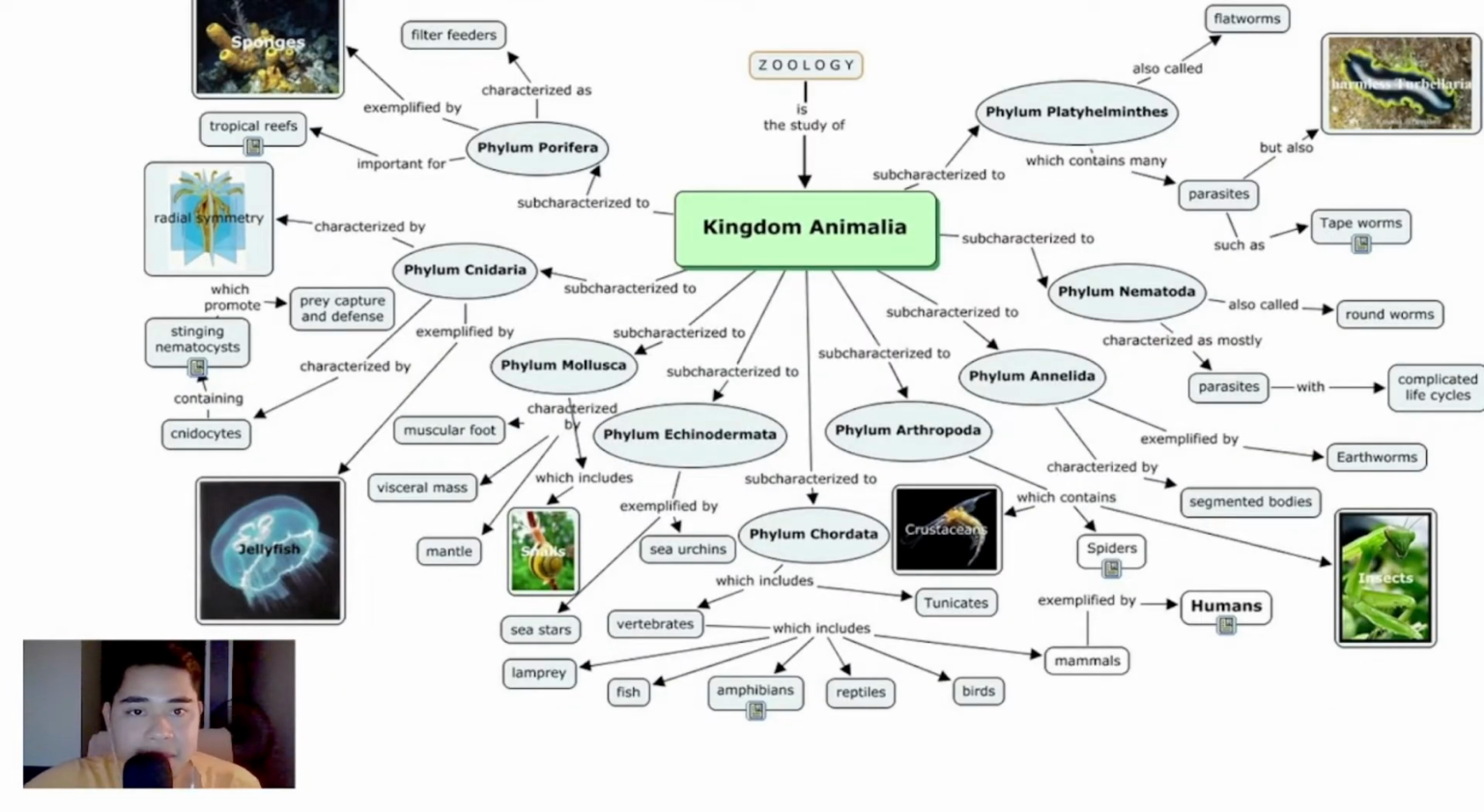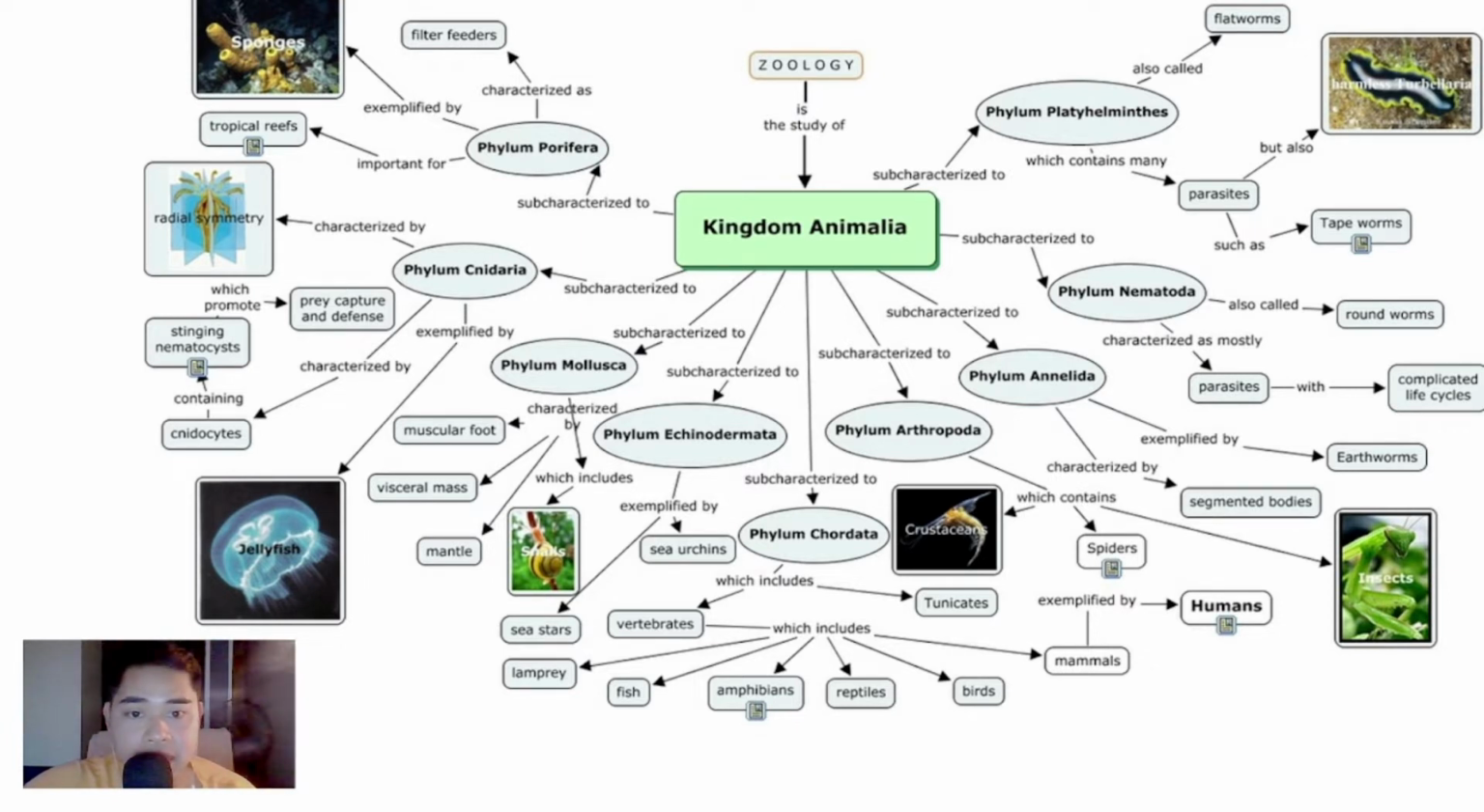So for Kingdom Animalia, there are actually quite a few phyla. Phyla is the plural form of phylum. So we have Phylum Porifera, Phylum Cnidaria, Phylum Mollusca, Phylum Echinodermata, Arthropoda, Annelida, Nematoda, Platyhelminthes, and Phylum Chordata. Phylum Chordata is where most of the animals belong.